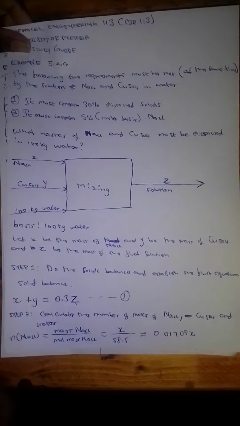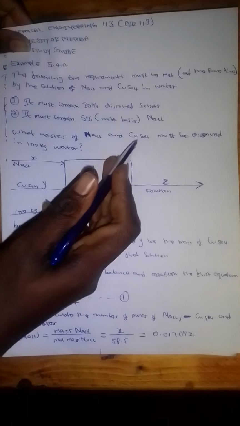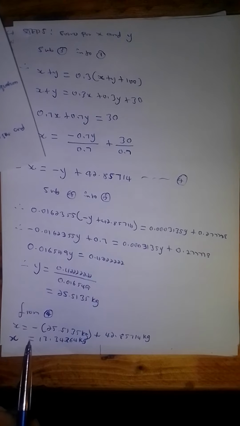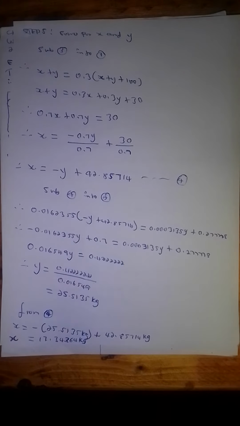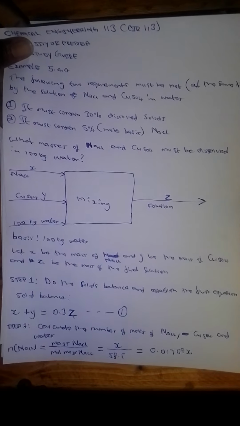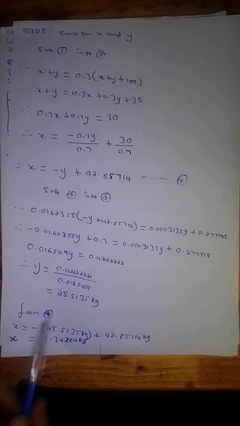So up to here we have answered the question completely. The mass of NaCl that has to be added into the water must be 17.3436 kilograms, and the mass of CuSO4 that needs to be added must be 25.5135 kilograms. So this is the end of the question and the end of the example, and the very last example of this study guide.